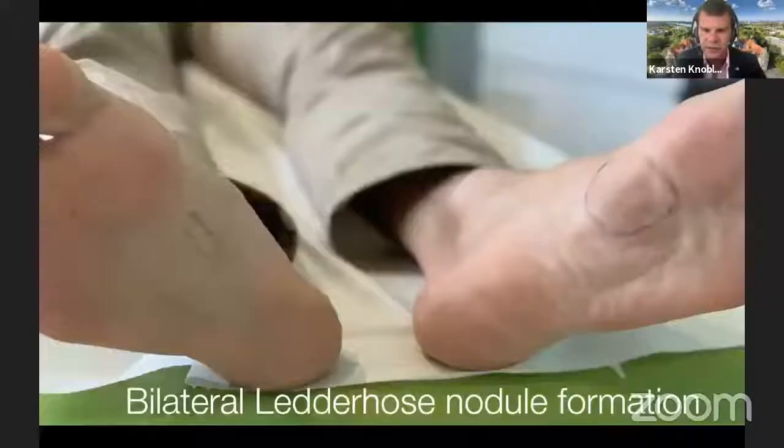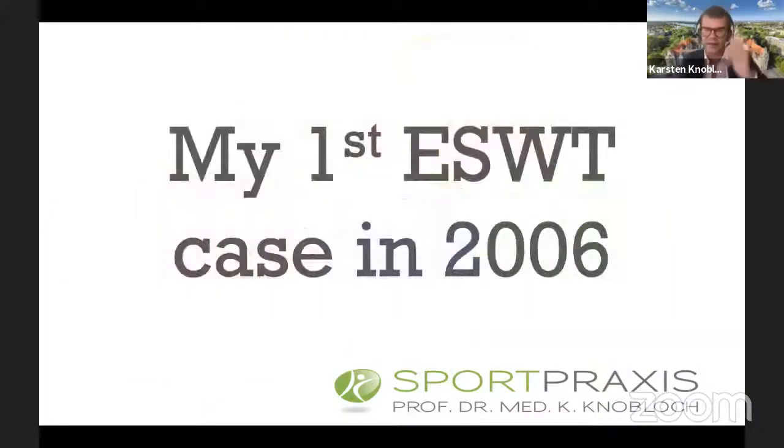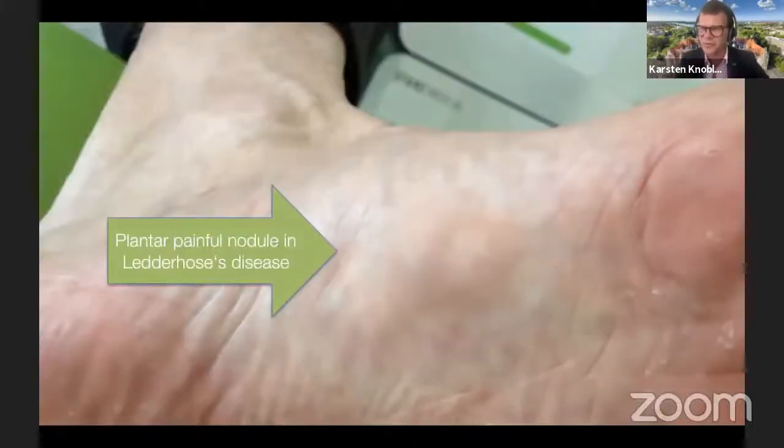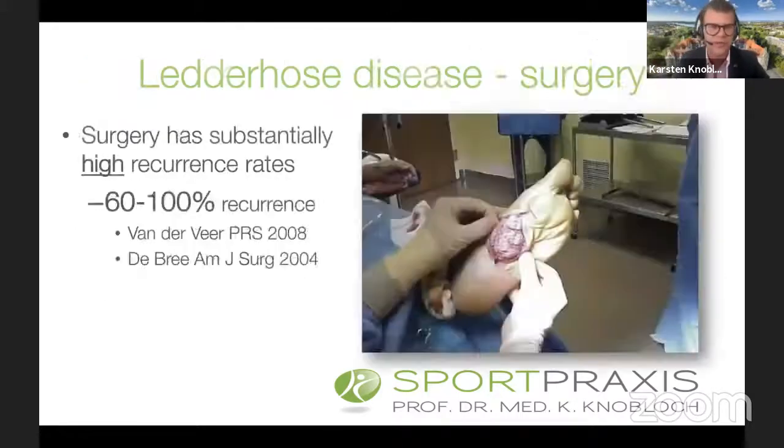Just to give you the idea: Ledderhose, Dupuytren's, knuckle pads, Peyronie's disease, all one family. And actually, in October, 15 years ago, my very first patient to whom I applied shockwaves myself was a Ledderhose patient. Georg Ledderhose was a German, I just researched because I didn't know, born in southern Wiesbaden, and went to medical school in Strasbourg, which is in France. In 1897, he described a plantar nodule similar to what Baron Dupuytren had described on the palm of the hand, for the foot. And that's why it is called Ledderhose disease.